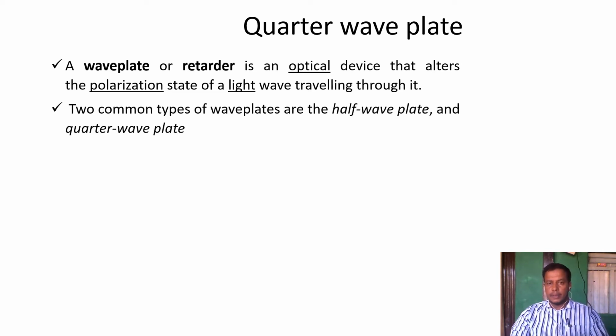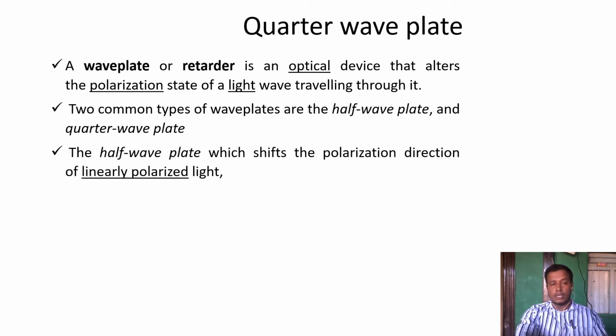In this way, we can see there are two types of wave plates: one is the half wave plate and another is the quarter wave plate, and there is also a full wave plate, but for now we study only these two, half wave plates and quarter wave plates. Half wave plates we already discussed in the previous session, and today let's discuss the quarter wave plate. Usually a half wave plate shifts the polarization state of linearly polarized light.